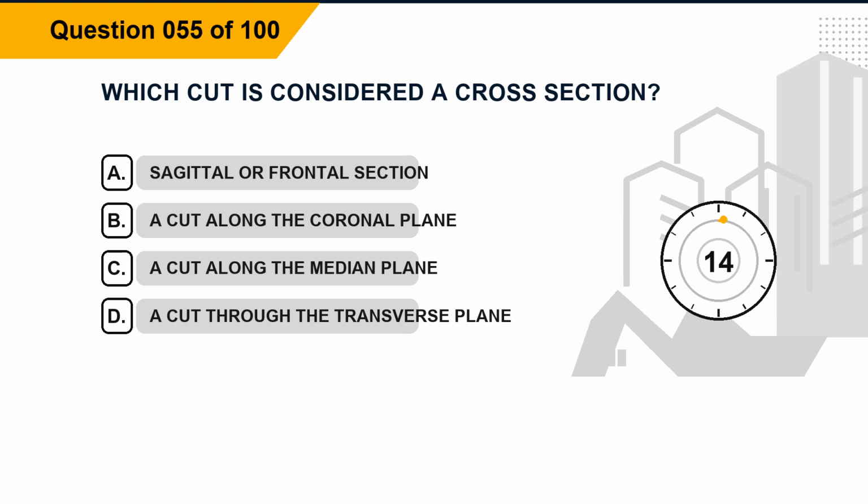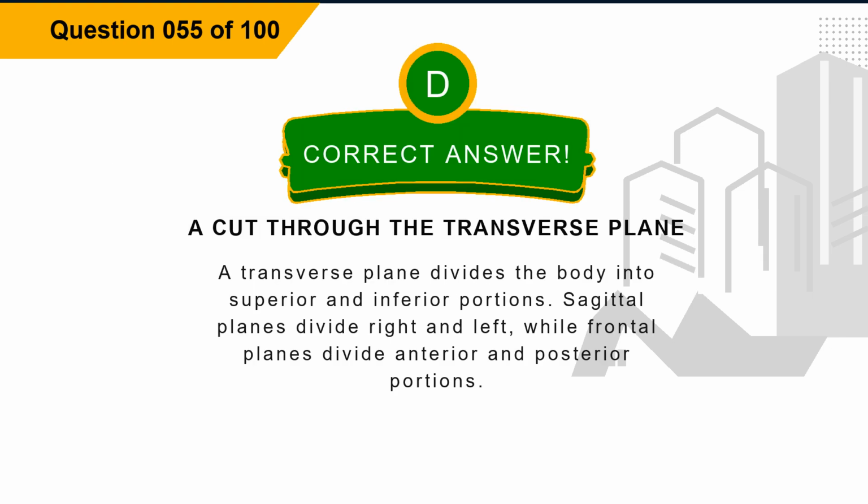Question 55. Which cut is considered a cross-section? Option A, sagittal or frontal section. Option B, a cut along the coronal plane. Option C, a cut along the median plane. Option D, a cut through the transverse plane. The correct answer is option D, a cut through the transverse plane. Explanation. A transverse plane divides the body into superior and inferior portions. Sagittal planes divide right and left, while frontal planes divide anterior and posterior portions.